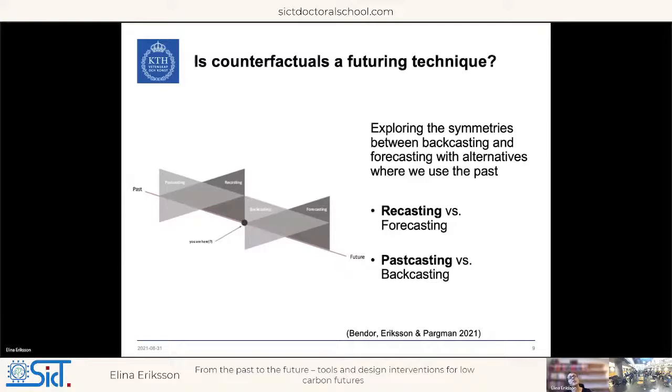And backcasting is a normative process where you find a point in the future and try to figure out how do we get there? So what are the different pathways to a future that we want? It's often participatory. And we then think that there's a possibility to use similar methods, but in the past.